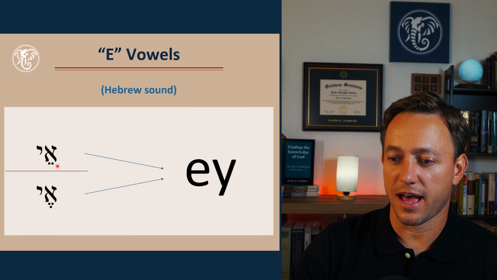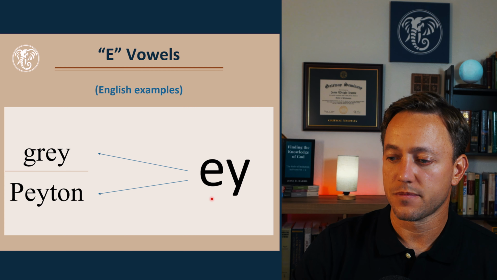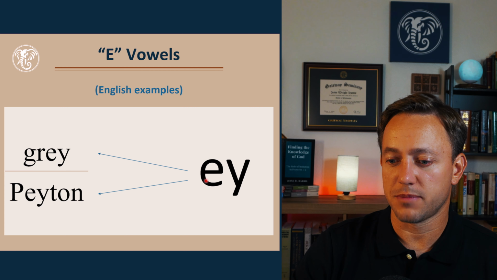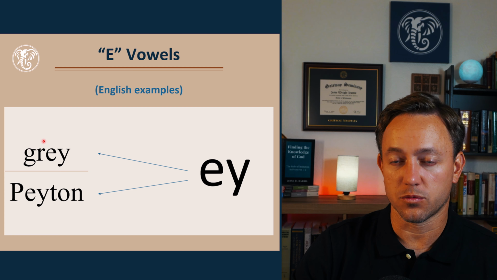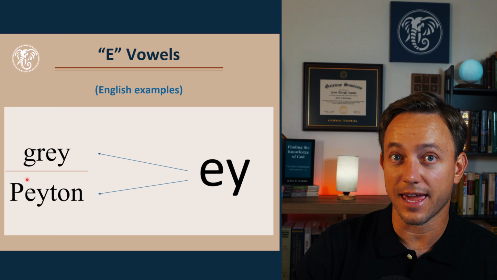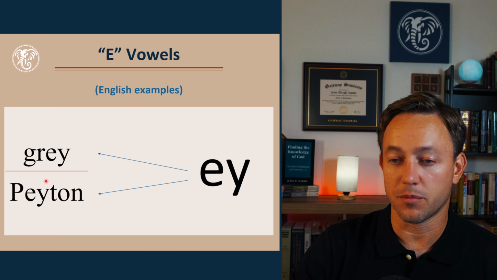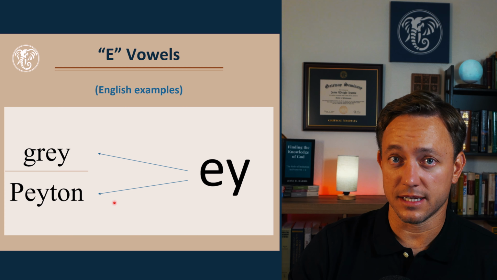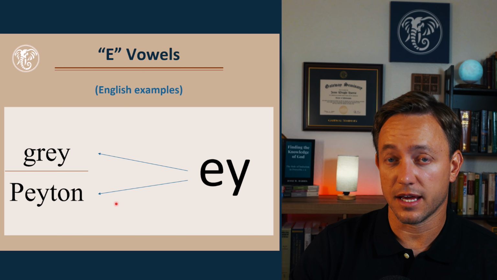So again, we have our 2 forms here give us the A sound. And in English, this might be equivalent to, say, like the word gray, or payton, right? Gray or payton. And so that's the sound that you get from both the sere yod and the segol yod.